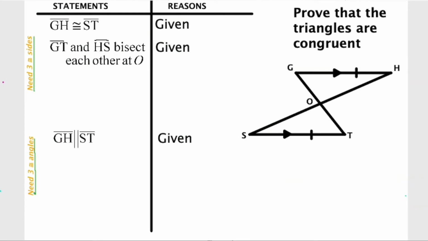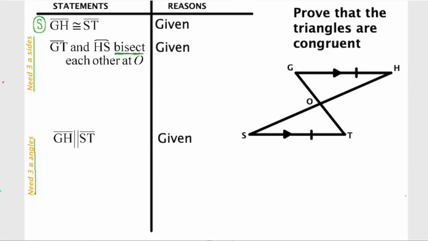I like to make a little note off to the side. Did you notice we were already given a set of corresponding sides that are congruent? So I like to mark that with a little S to show that I've already got one set of sides. And I've got this word bisect. Do you remember what happens when we see a vocab word in the given? We're going to use the definition of that word as a reason.